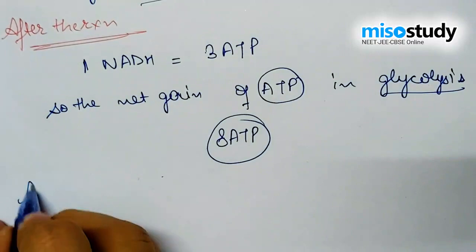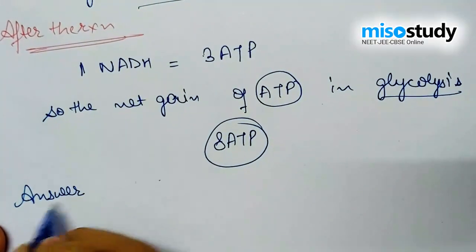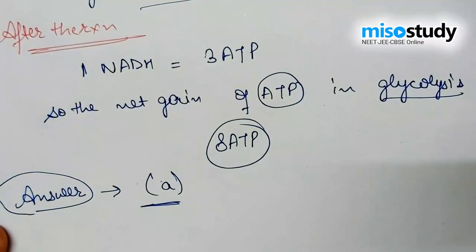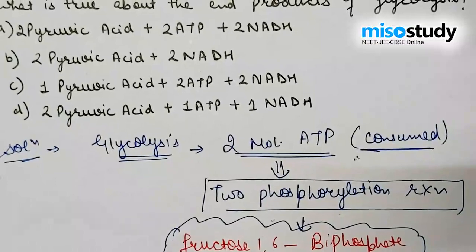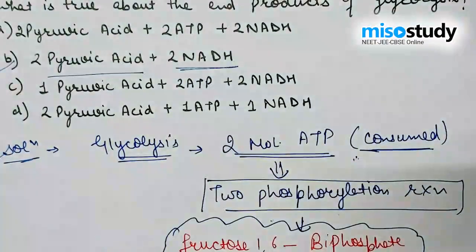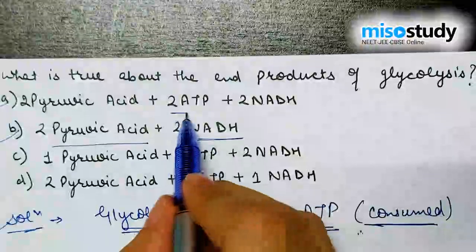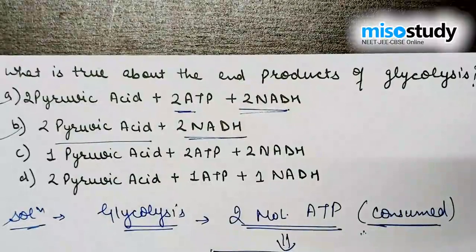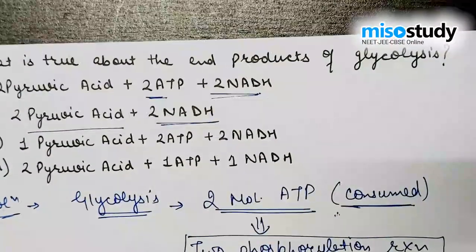So according to the discussion, the right answer for the question is option A. Option A is the right answer in this case. Let's mark the right one in the option, that is 2 pyruvic acid and 2 ATP and 2 NADH is the right one in the case, as we discussed in the question.